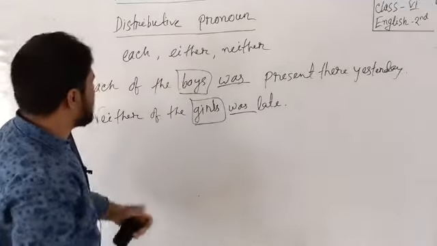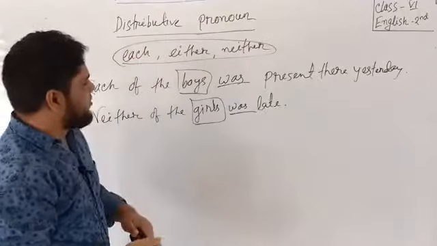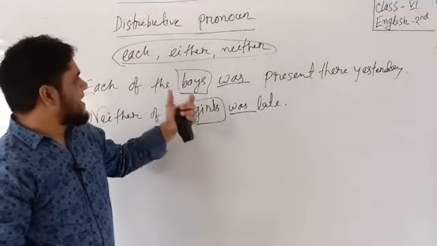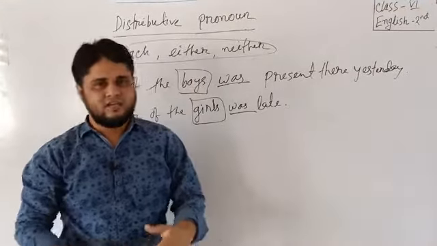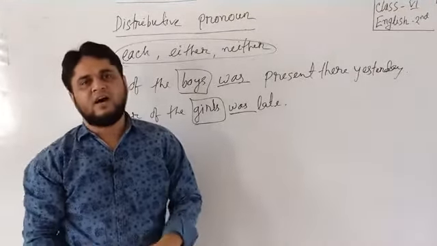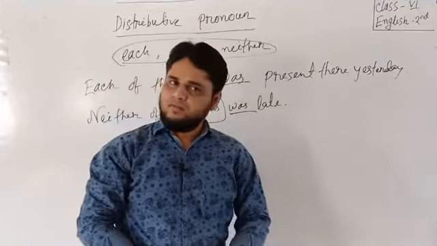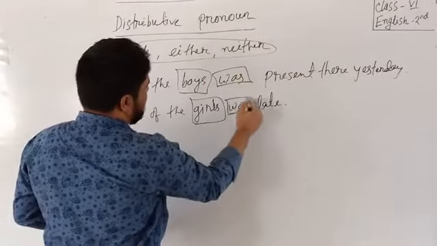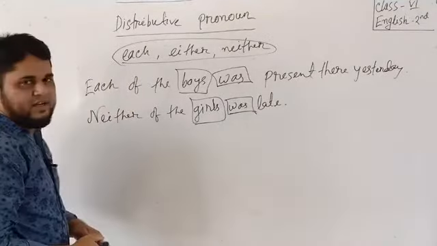Because I have mentioned here, if you find any one of these pronouns in a sentence, you can think that this sentence is considered singular, and that's why the later verb will also be in singular form. And for this reason, I have used was instead of were. Okay, I think you can understand the matter.